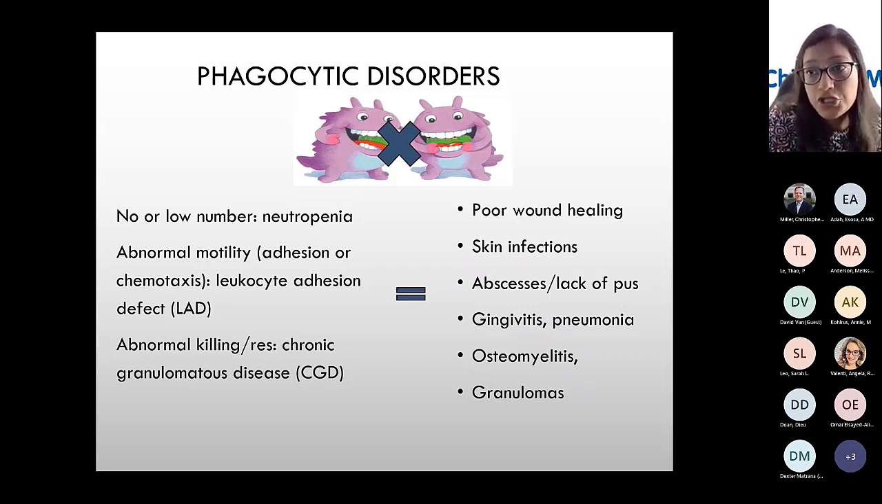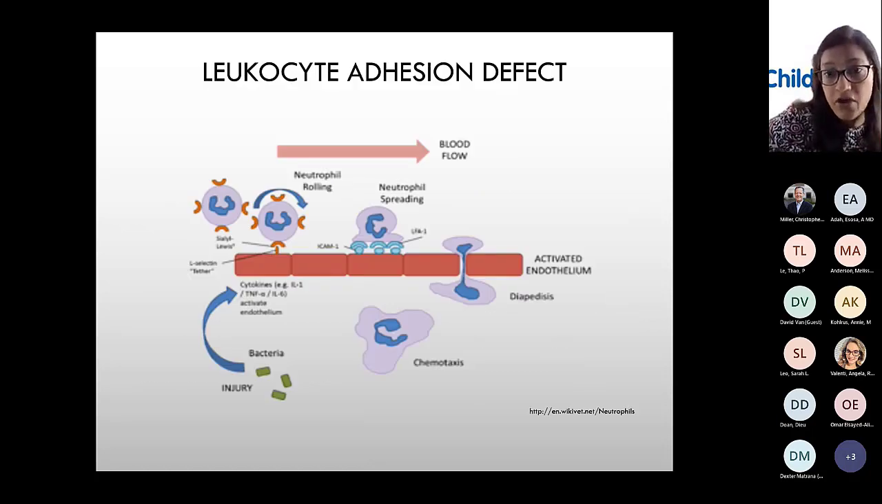Other defects are functional, like leukocyte adhesion defect or chronic granulomatous disease, and these patients overall as a group can present with wound infections, wound healing issues. So skin infections, abscesses, or lack of pus, osteomyelitis, granulomas, gingivitis, pneumonia are typical infections that you'll hear about.